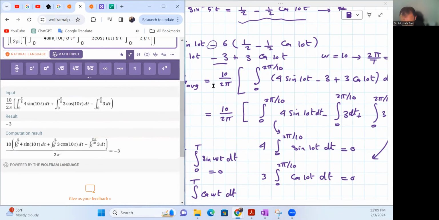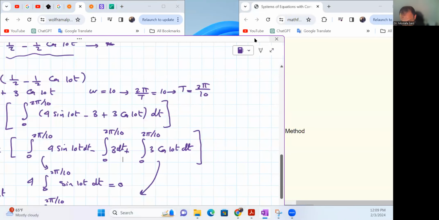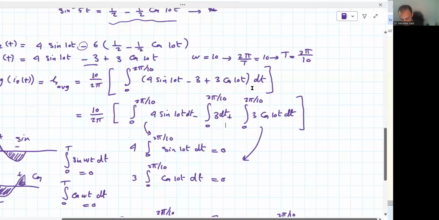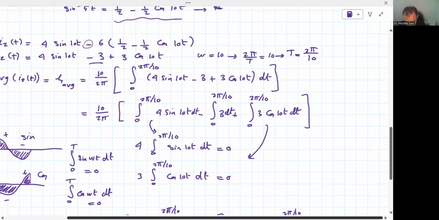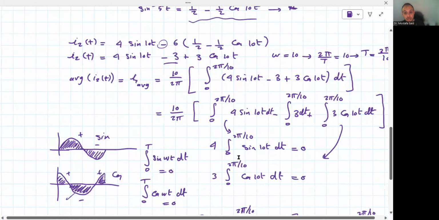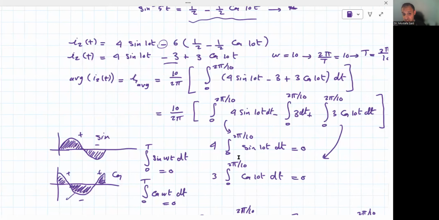Okay, guys, that's basically how to find the average value of a current, or basically any periodic signal, and how to use the Wolfram Mathematica online calculator to find it accurately and in a very easy way.